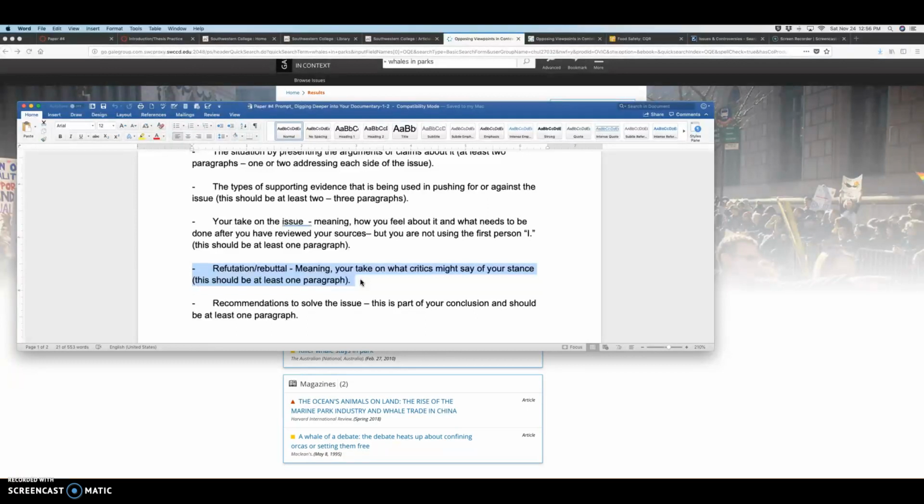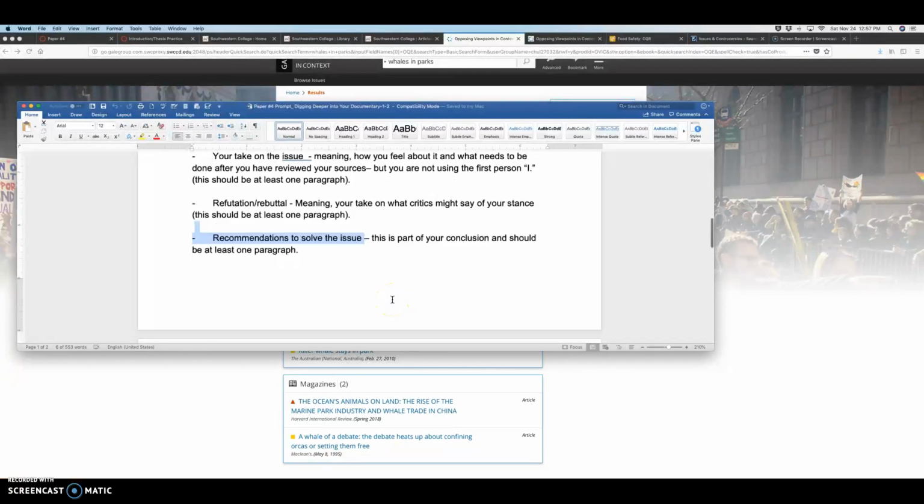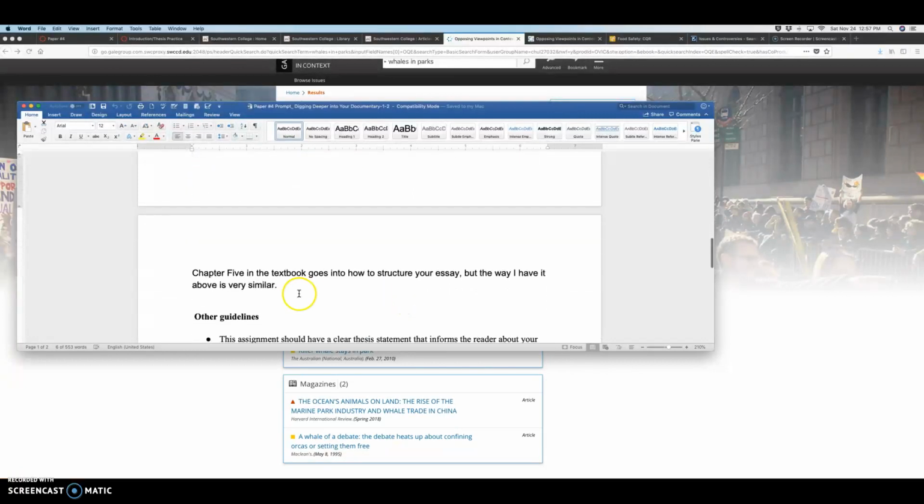So you have that. And then the last part is your conclusion. What do we need to do? What recommendations are you going to suggest? What steps do we need to take? And all this information, I think I have it here. Chapter 5 goes into all of this in detail.